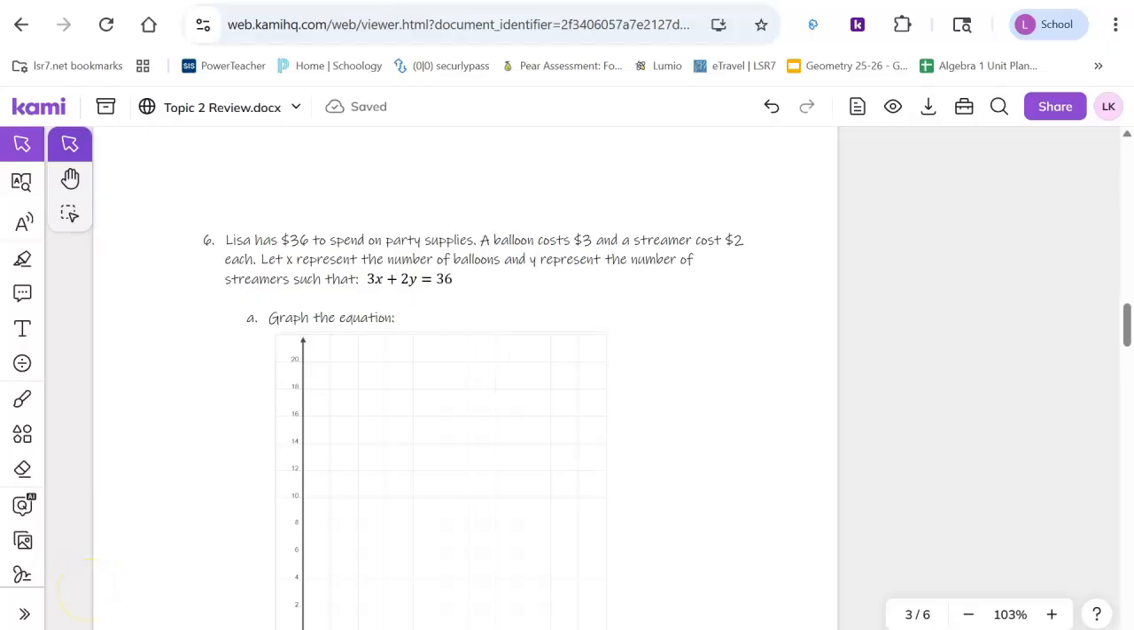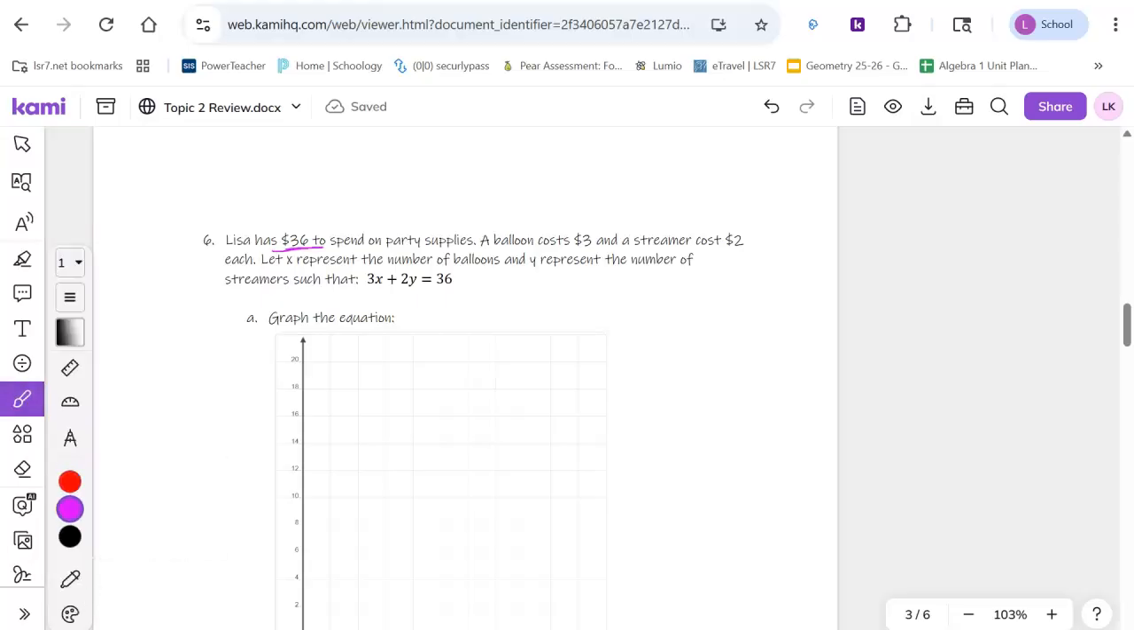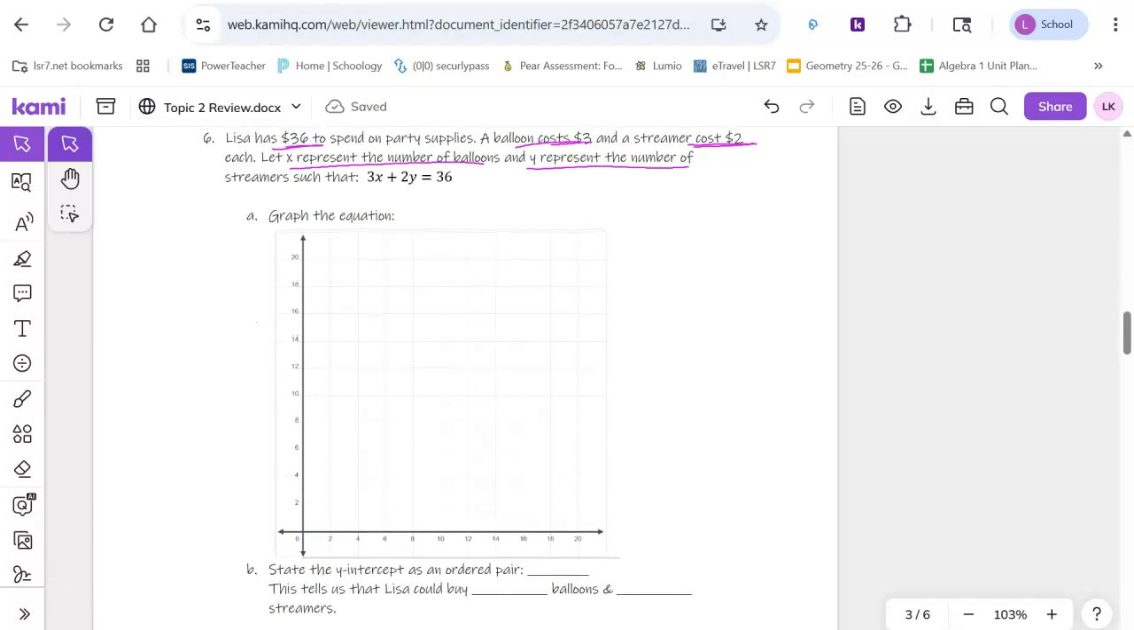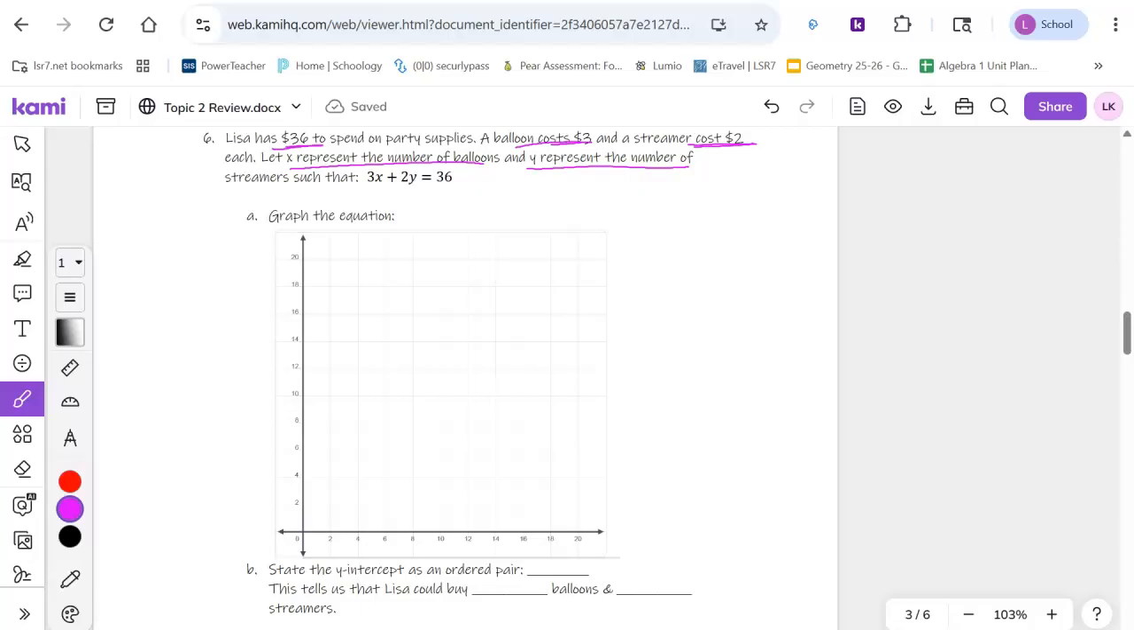All right, so Lisa has $36 to spend on party supplies. Balloons cost $3, streamers cost $2 each. Let x represent the number of balloons, y represent the number of streamers, such that 3x plus 2y equals 36. So first I have to graph the equation. When you have a standard form and you want to graph it, yes, I can solve for y and do that. The easiest thing to do is find your x and y intercepts.